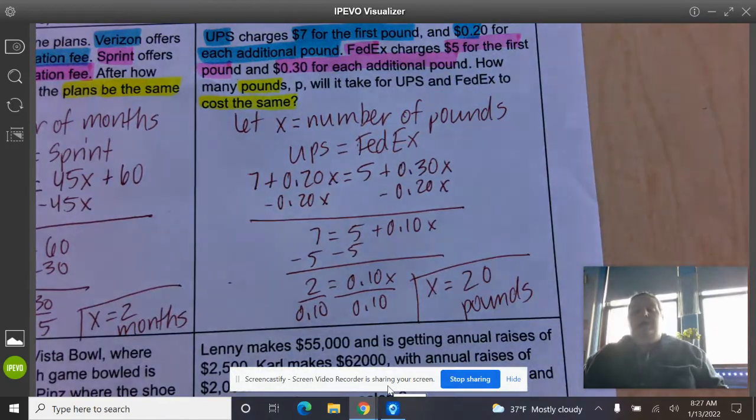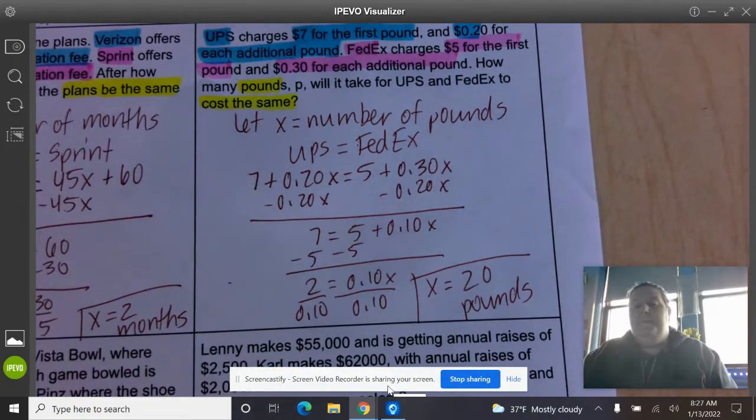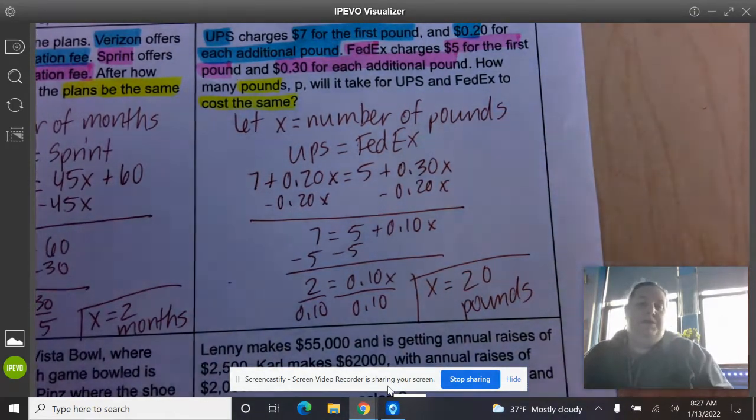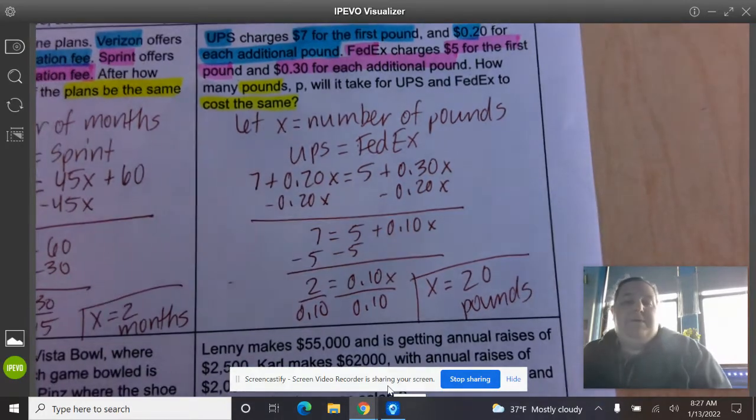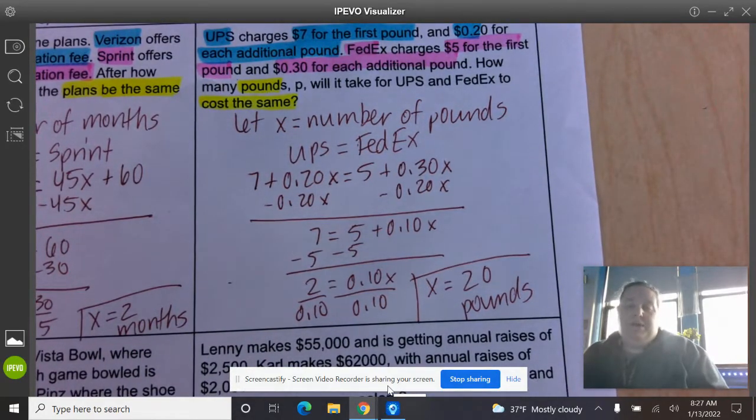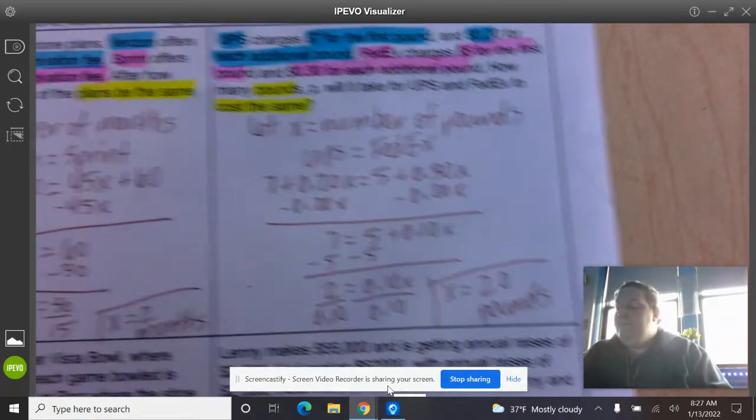So at 20 pounds, these will cost the same. So before 20 pounds, one is going to be a better deal than the other. After 20 pounds, one is going to be a better deal than the other. But at 20 pounds, if you were shipping something that was 20 pounds, you could go with either one and pay the same price. Okay.